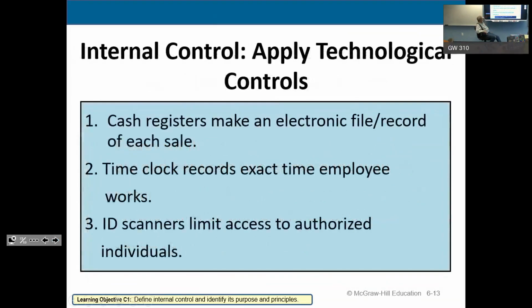Separation of duties. Cash registers, applied technological controls. Registers make an electronic file of each sale, right? Time clocks are really cool. Most of you don't remember manual clocks or writing in on your time card. Now it's all done electronically. But people still game it.